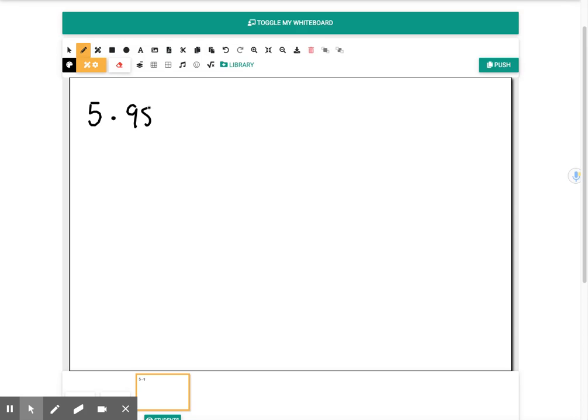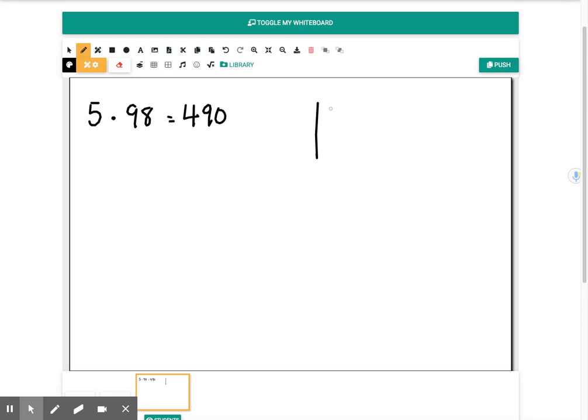So let's look at the next example that we just solved. 5 times 98. What do I do in this case? Well, I know that 5 times 100 was 500, but this time I'm trying to find 98. But 100 minus 98 is 2. So 5 times 2 is 10. So then 500 minus 10 gives me 490.